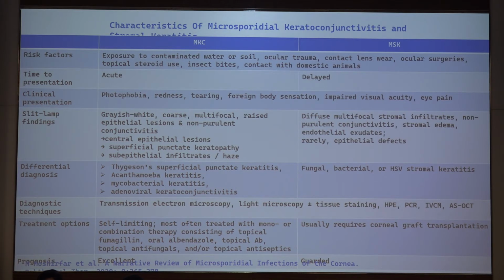The clinical presentation is similar to any other epithelial keratitis: photophobia, redness, watering, foreign body sensation. Impairment of vision is not a particular problem in keratoconjunctivitis, and pain is more significant when the presentation is a stromal keratitis and the associated ocular inflammation that comes along with it.